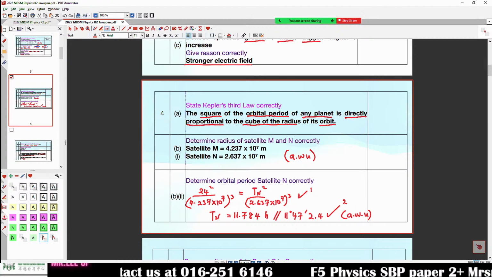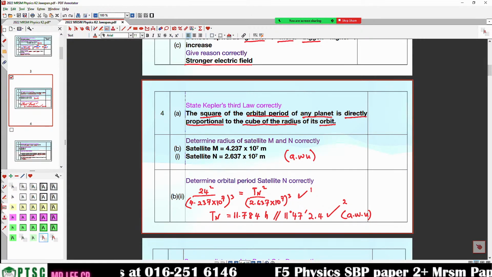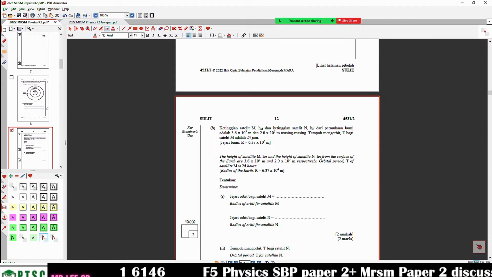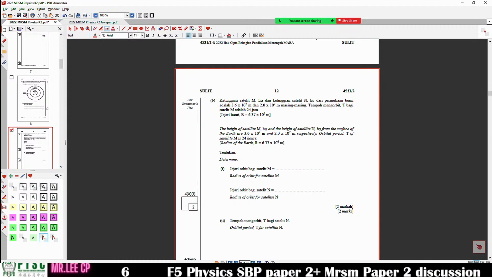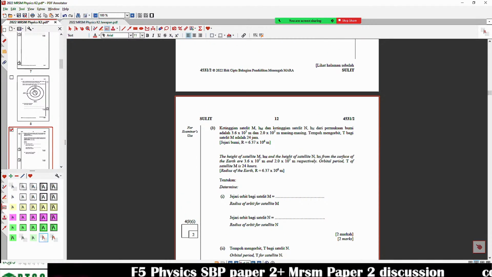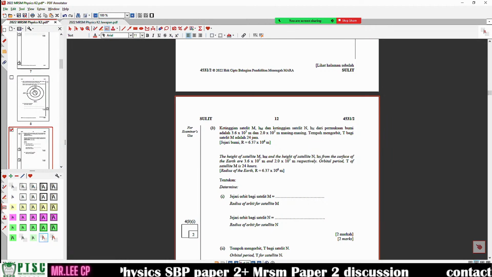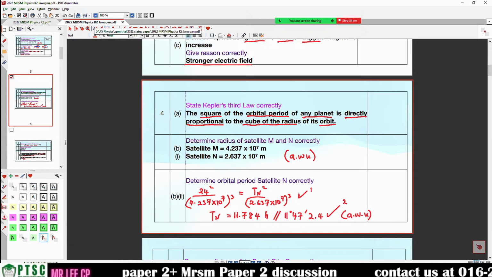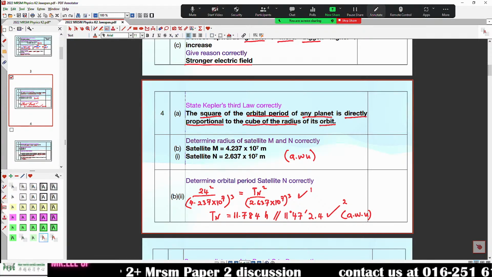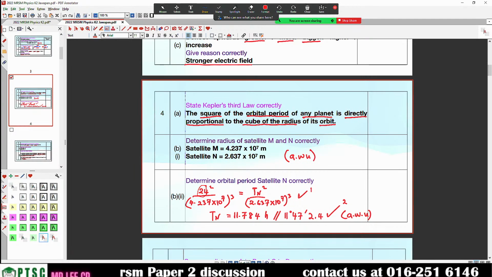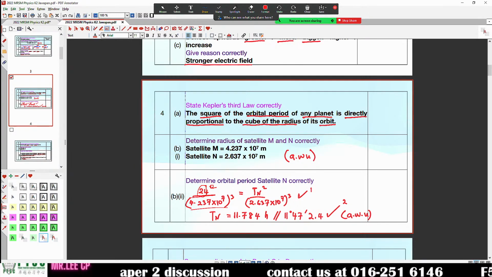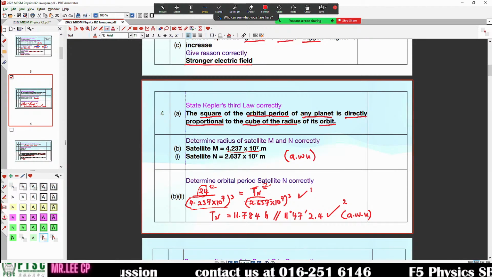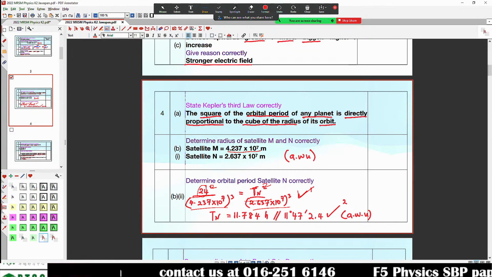Make sure you plus it. Right. Now determine the orbital period. They gave you this one. The orbital period of M is 24 hour. So T squared, 24 hour squared, over R cubed. You got the R already, right? And then T squared over R cubed. One mark here and then one mark here.